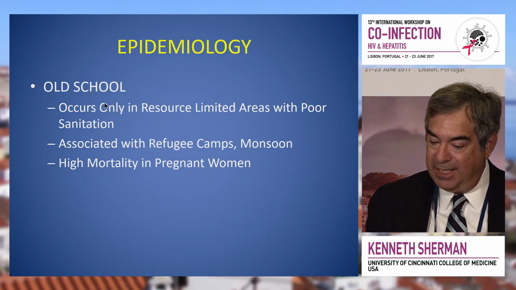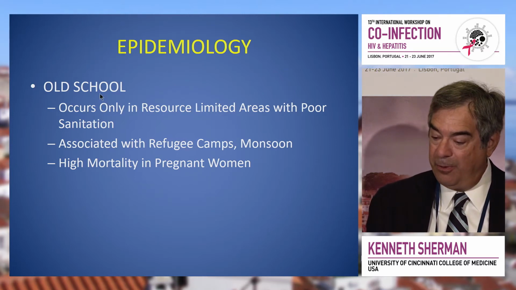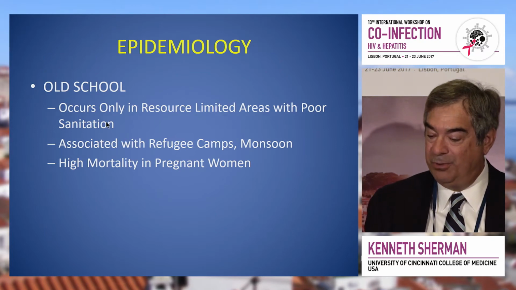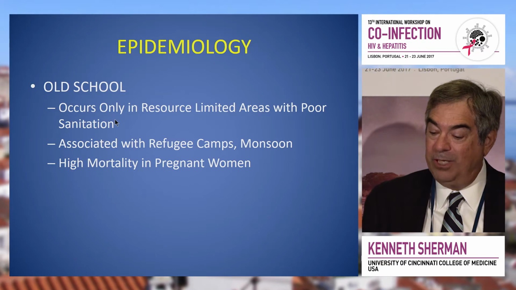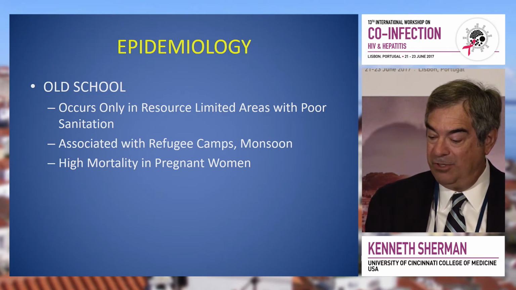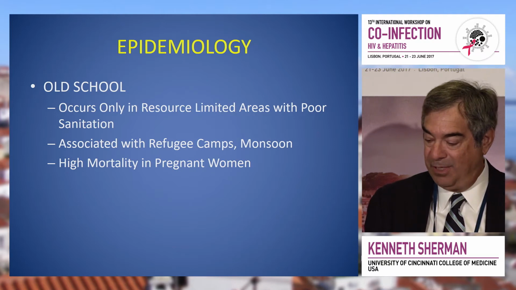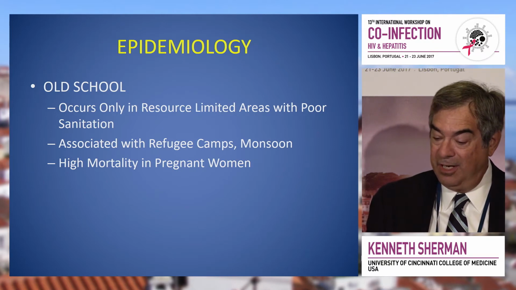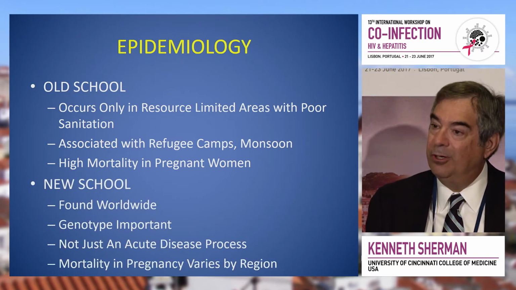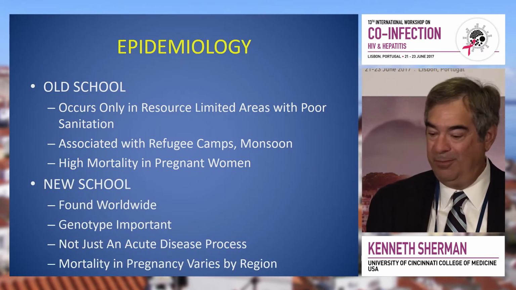So hepatitis E has been known for about 30 years, and for much of the time since then, this was the thinking, what I'm calling the old school thinking. It occurs only in resource-limited areas with poor sanitation. It has been associated with high levels of outbreaks in refugee camps and following monsoons in places like India and Bangladesh. And there's a very high mortality in pregnant women. But that's no longer what we actually think based upon more recent data.